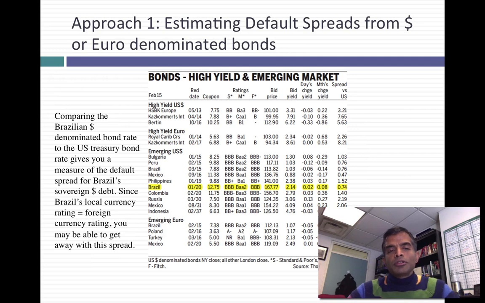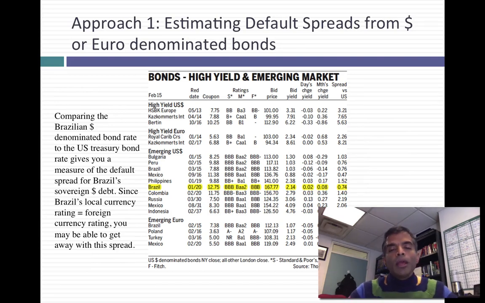This is a table that shows up in the FT pretty much every day. It lists high yield and emerging market bonds. If you look at the emerging US dollar bonds, you see Brazil listed twice. There's a 2015 bond up front and a 2020 below. I've gone with the 2020 bond because I want a long-term bond. If you look all the way across that line, in the very last column, you see a spread versus the US T-bond of roughly the same duration. So the 7-year or so Brazilian bond, and this is a dollar denominated bond, has an interest rate 0.74% higher than the US bond.